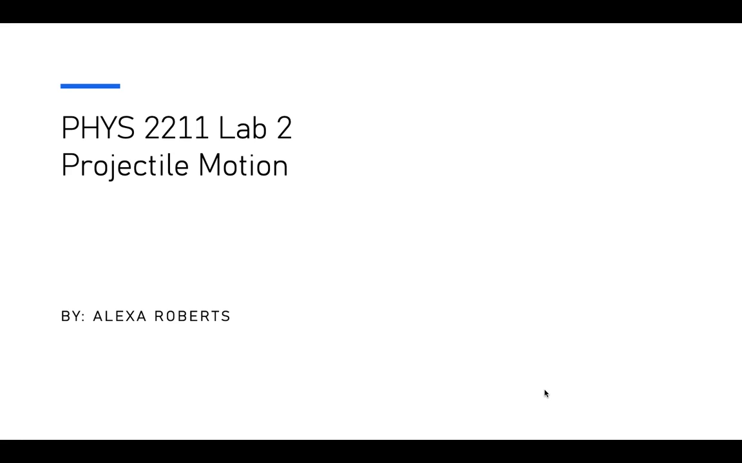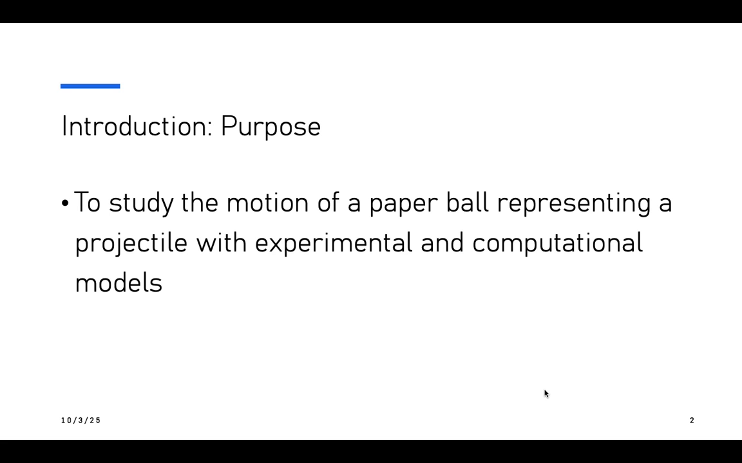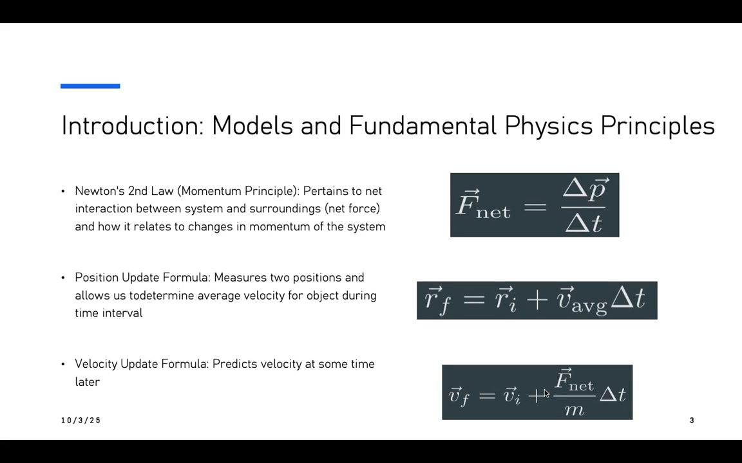Projectile motion for Physics 1 at Georgia Tech. The introduction: the purpose of the lab was to study the motion of a paper ball representing a projectile with experimental and computational models, and also to determine what would happen when drag force is present versus absent. Here are some models and fundamental physics principles used.